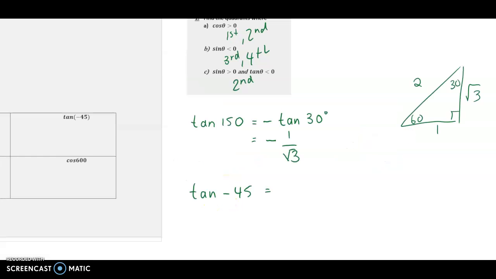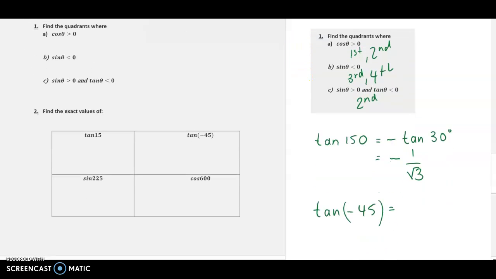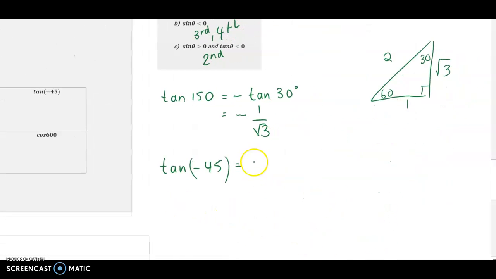Okay, the next one we've got is tan of minus 45. And minus 45 is going to take us backwards down here and look at 45 degrees into the fourth quadrant. In that quadrant, tan is going to be negative. So tan of minus 45 is going to be minus tan of 45. And if we go back and look at our other exact value triangle, what we'll get is minus 1, because tan of 45, opposite and adjacent, is equal to 1.